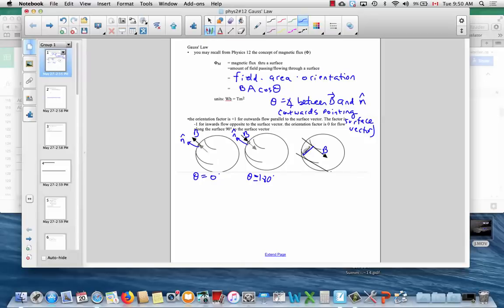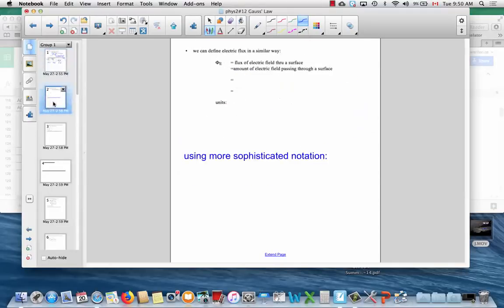Here, with the field tangent and just sort of skirting along the edge of the surface, the angle is 90 degrees, and there's no flux at all, which makes sense because the field isn't actually cutting into the surface. So this is a recap of some things that you once knew about magnetic flux. With Gauss's law, we're interested in electric flux, but we can define it in a similar way. We can say it's a field times an area times an orientation factor, although the field we're talking about is now the electric field.